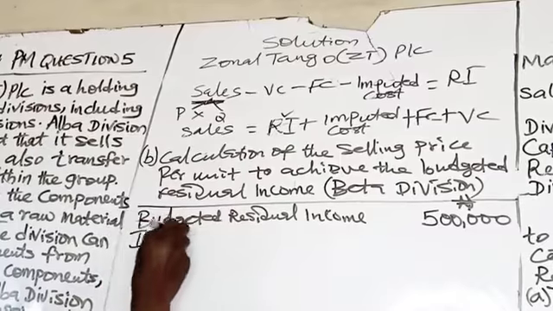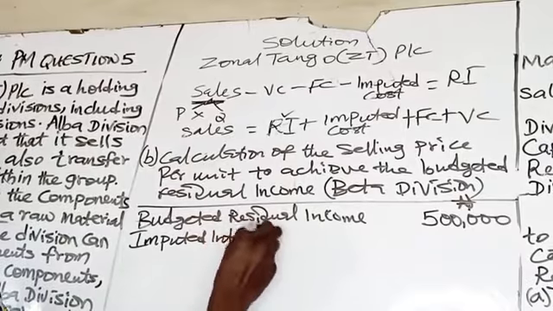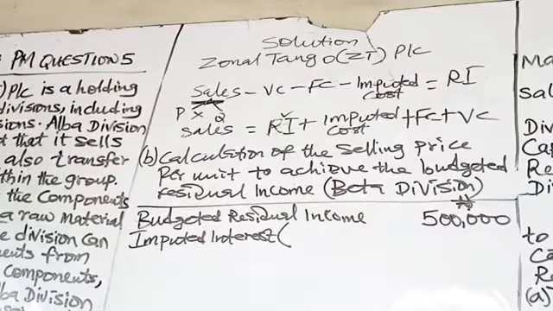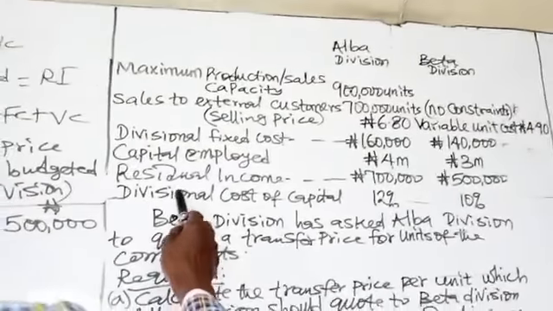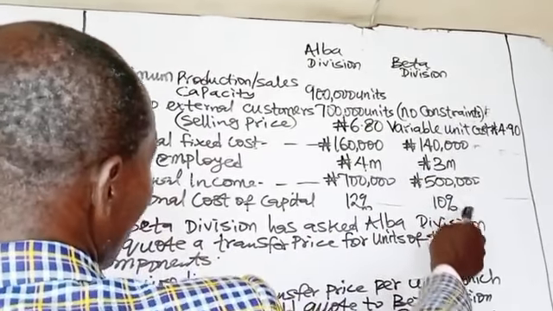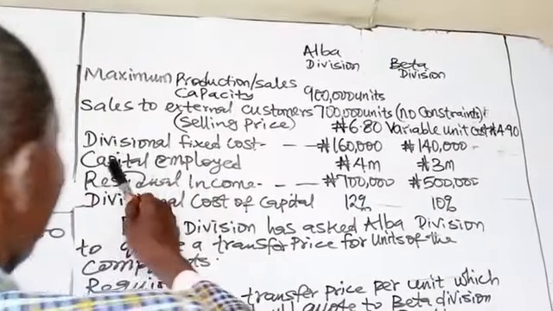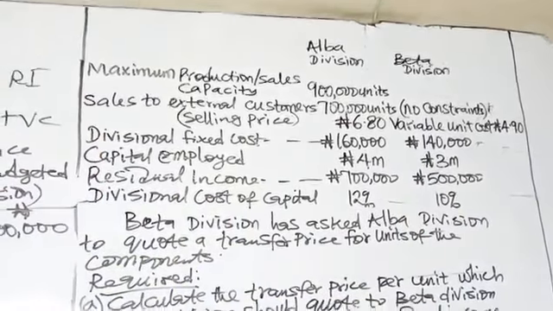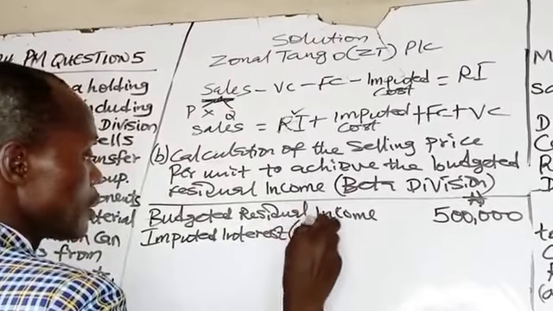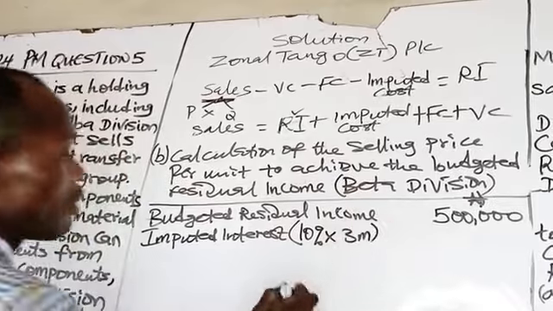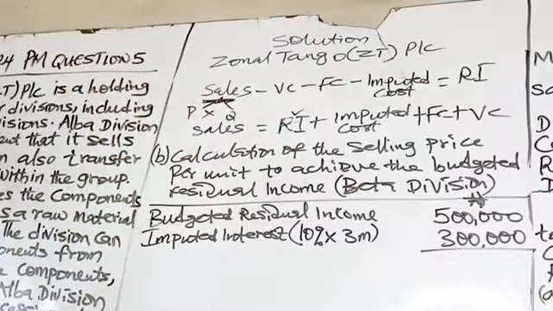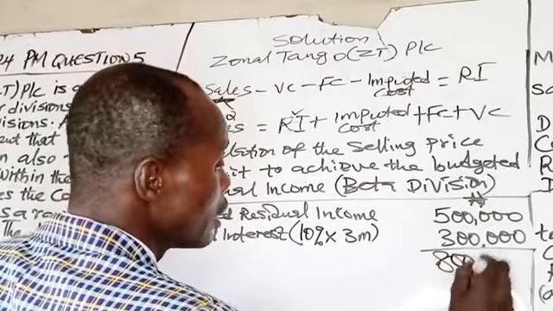Imputed interest. That is, if you apply cost of capital on capital employed. Back to the question. You are given divisional cost of capital. That of better division is 10%. And capital employed for better division is 3 million. So 10% of 3 million will give us 300,000. If you add 300,000 to 500,000, then you have 800,000.